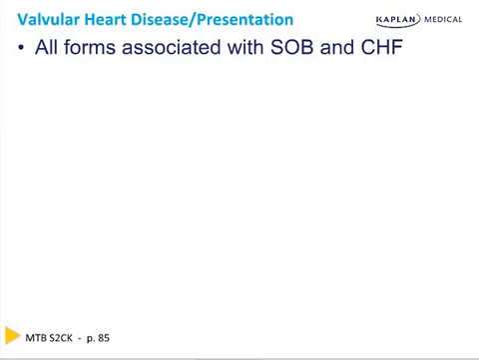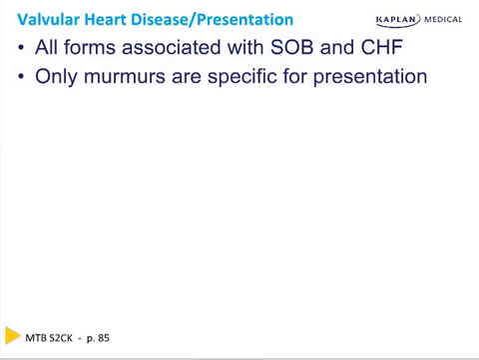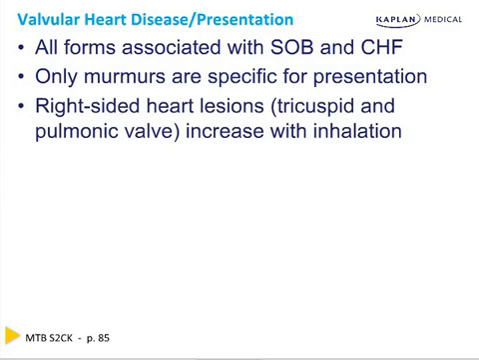You can't say that person's short of breath, they must have mitral regurgitation, because shortness of breath could be with pneumonia or mitral regurgitation or aortic stenosis or aortic regurgitation or mitral stenosis. That won't allow you to answer the diagnostic question. Only the murmurs are specific for each of those presentations.